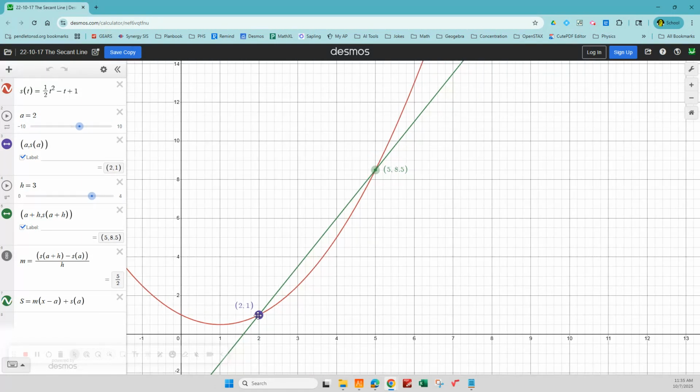There's the point at t equals 2, our position is 1. At t equals 5, our position turns out to be 8.5. And the green secant line is predicting the average rate of change. And what is that if we calculate that? 5 halves, right there. Okay? Make sense? Okay. All right.